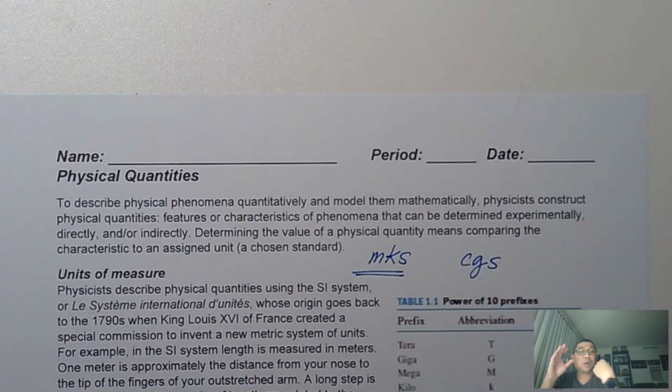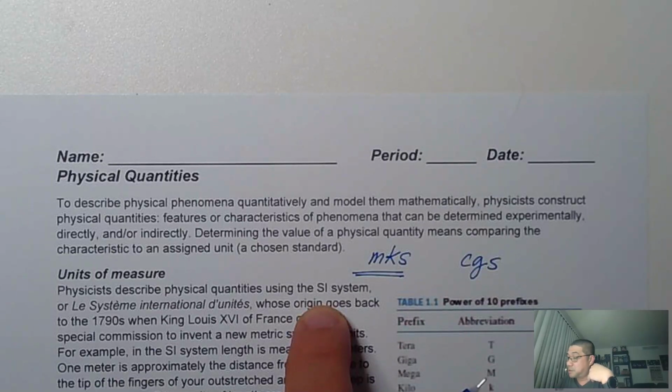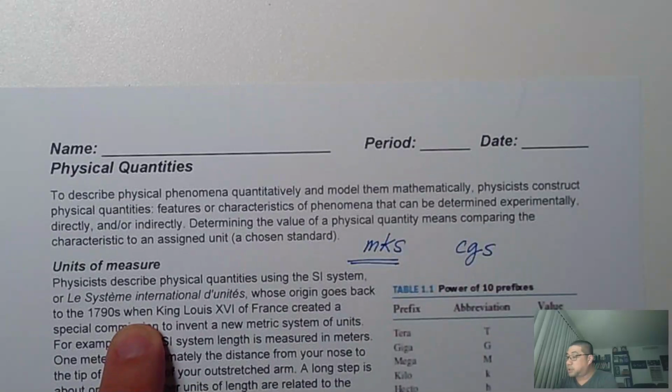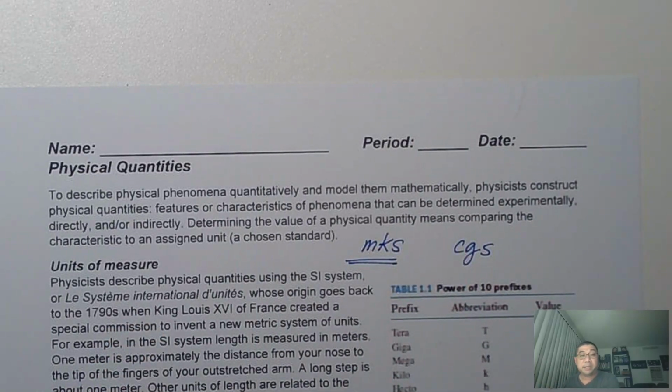Now, let's talk about System International, also known as the SI system, or the International Unit of Measurement, as it's specified over here. It's actually in French. It's Le Système International, the units.